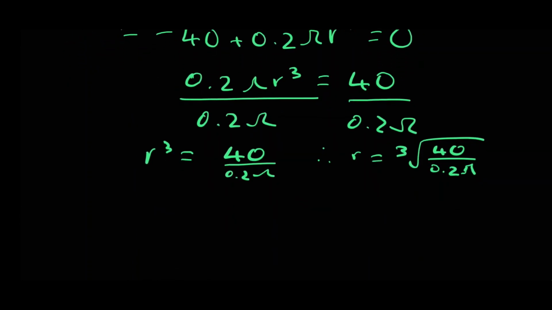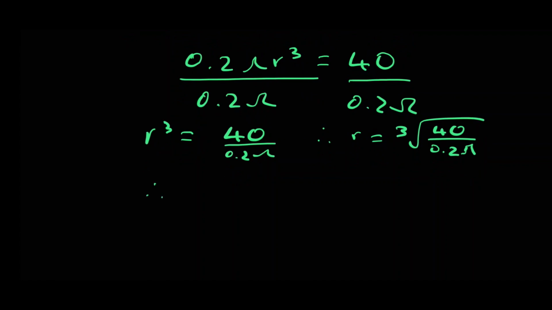So then we can work out r. So we can put that into a calculator. And we get that r is approximately equal to 3.99 centimeters. So now that we have that, let's use the second derivative to see if it actually minimizes the cost.